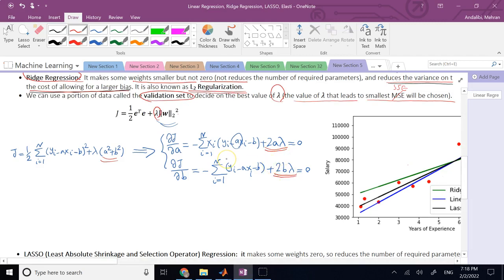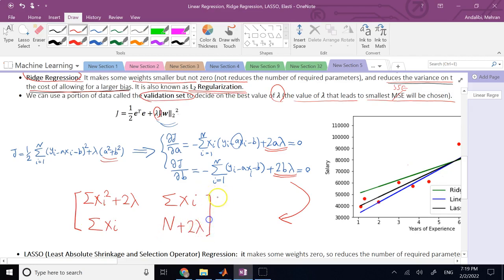Okay, so if I want to write this whole set in matrix format, I can absolutely do that again, right? What do I have for A? I have the summation of xi squared plus 2 lambda, and the summation of xi for B. Here, I will have the summation of xi, and here I will have n plus 2 lambda. This whole thing times a and b is equal to the summation of xi yi and the summation of yi.